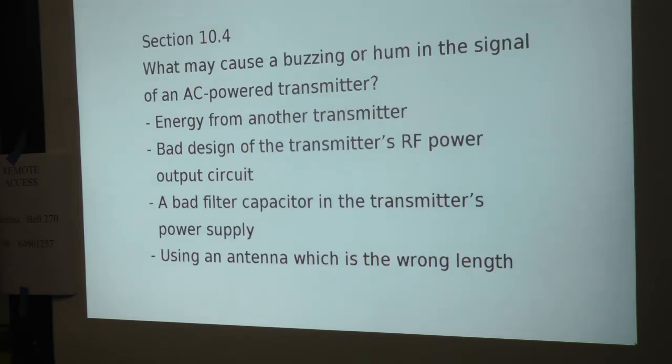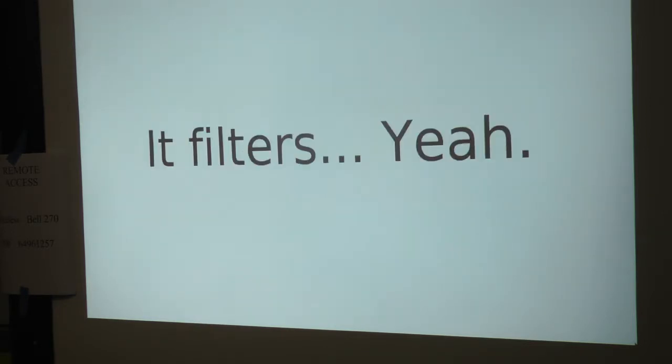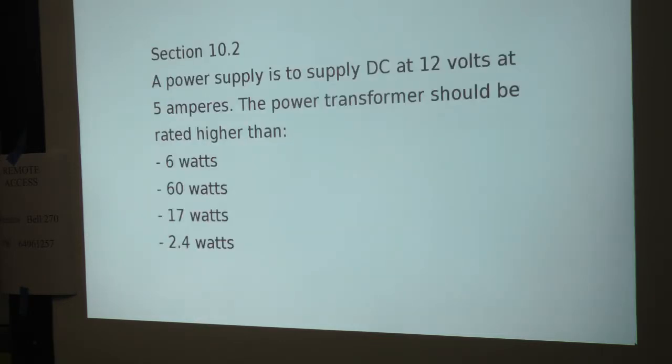So, what may cause a buzzing or hum in the signal of an AC powered transmitter? I would say number 3. A bad filter capacitor in the transmitter's power supply? Yep. That's exactly what would happen. How does a filter go bad? Or is it a manufacturing issue? It could be a manufacturing issue.